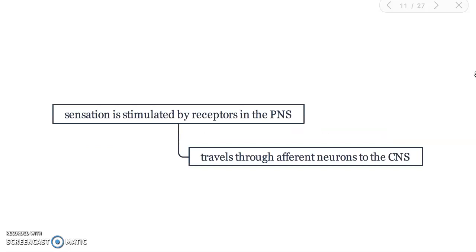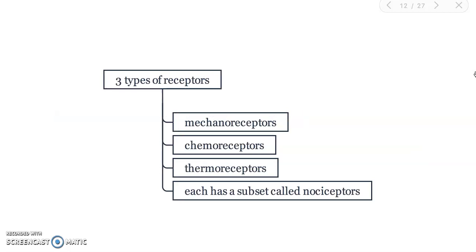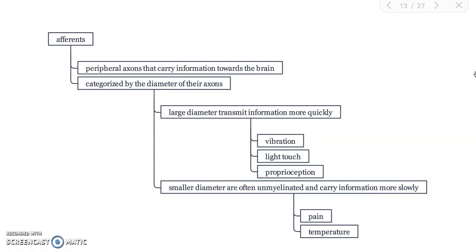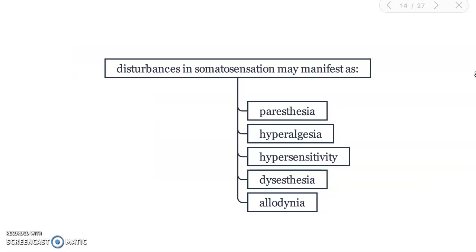Sensation is stimulated by receptors in the PNS, which travel through afferent neurons to the CNS. There's 3 types of receptors: mechanoreceptors, chemoreceptors, thermoreceptors, and each has a subset called nociceptors, which are the pain receptors. Afferent neurons have peripheral axons that carry information towards the brain, and they're categorized by the diameters of their axons. Large diameter axons transmit information more quickly, and those are the things like vibration, light touch, and proprioception, while your smaller diameter axons are often unmyelinated and carry information more slowly, which is pain and temperature.